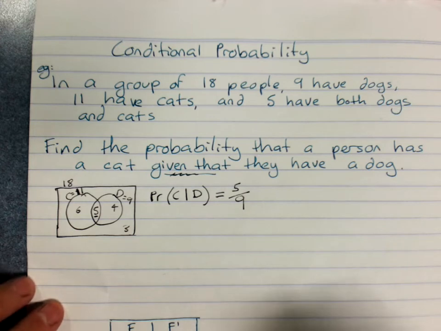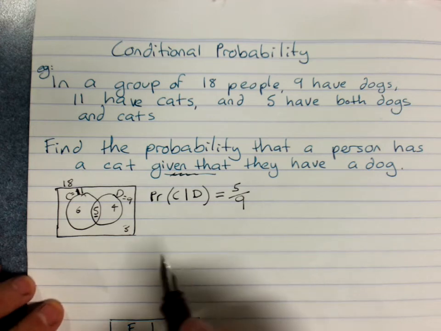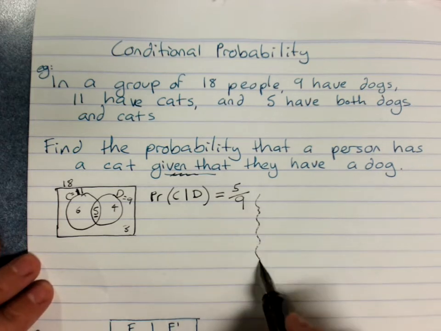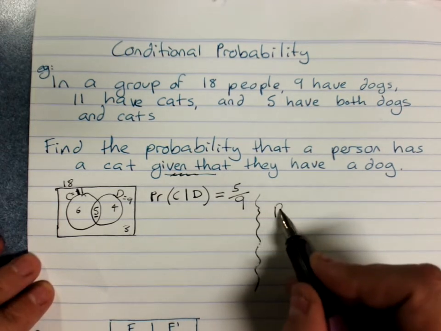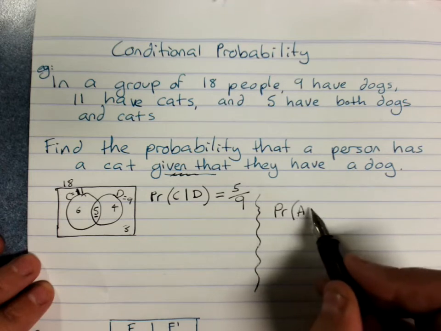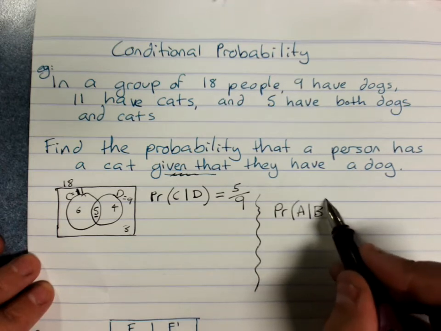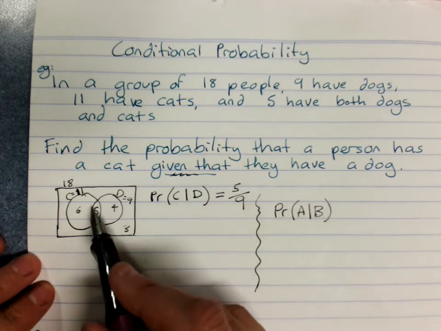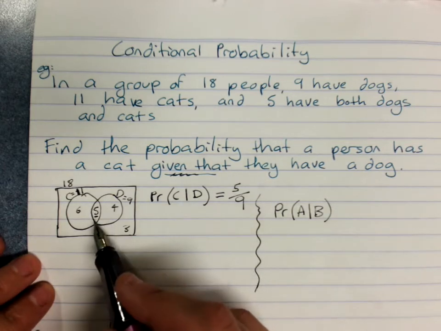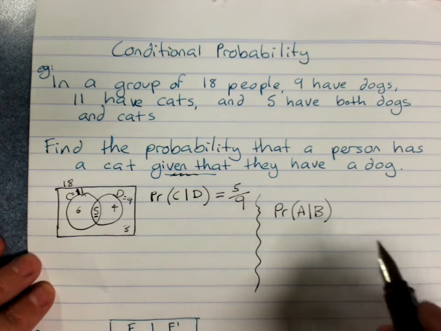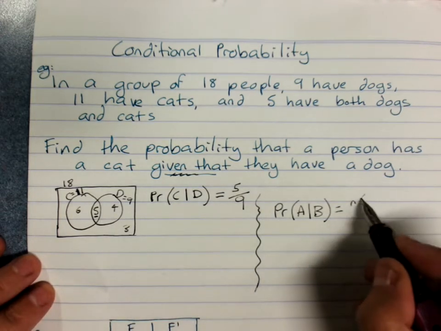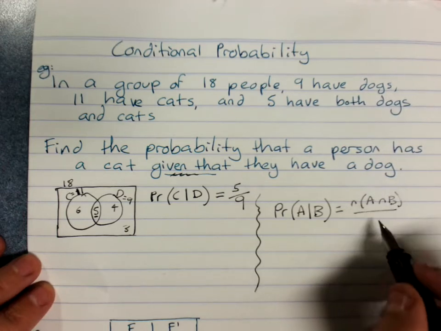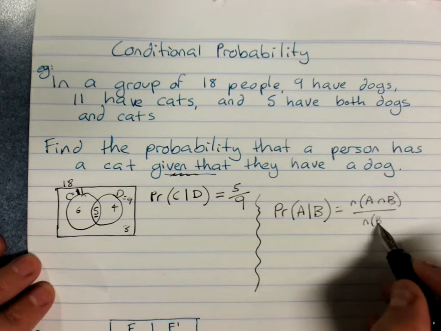Now the notation that you need, if we take that back to our old friends A and B: the probability of A given B is going to be the number of elements in the intersection of A and B, that is n(A and B), divided by the number of elements in B.